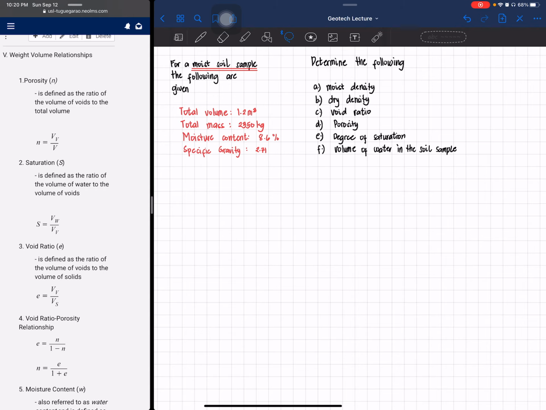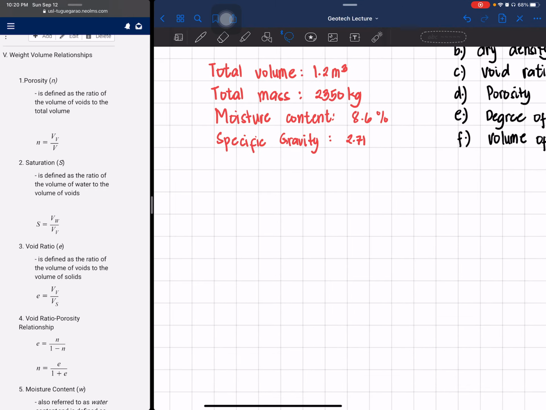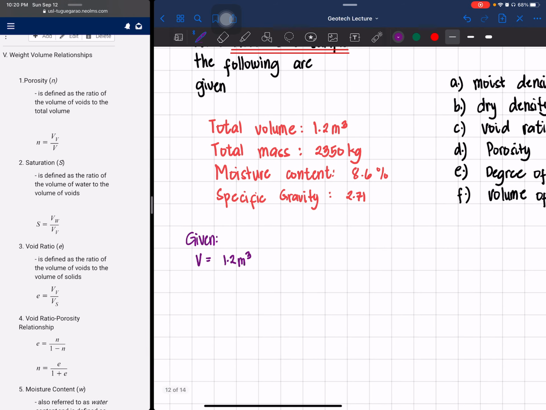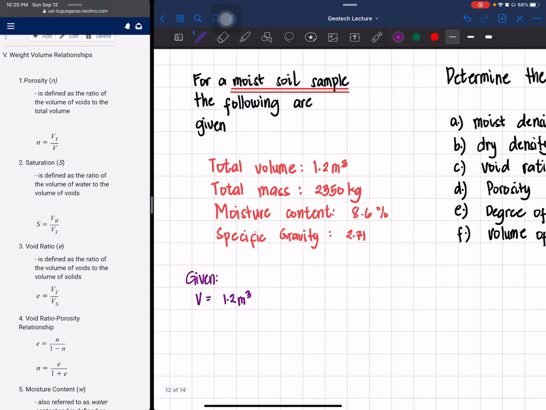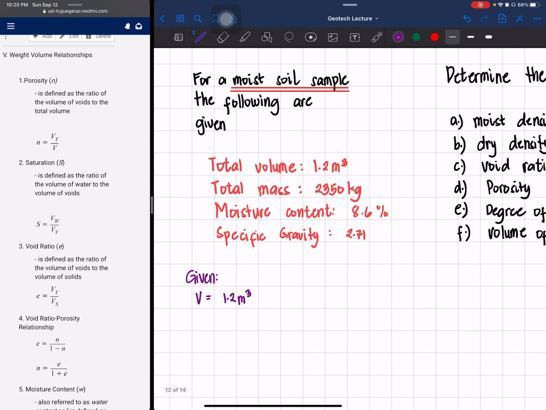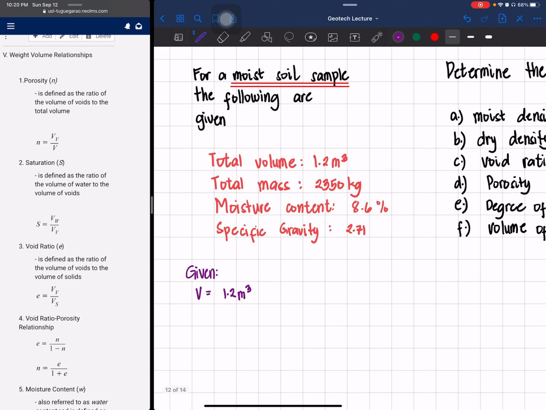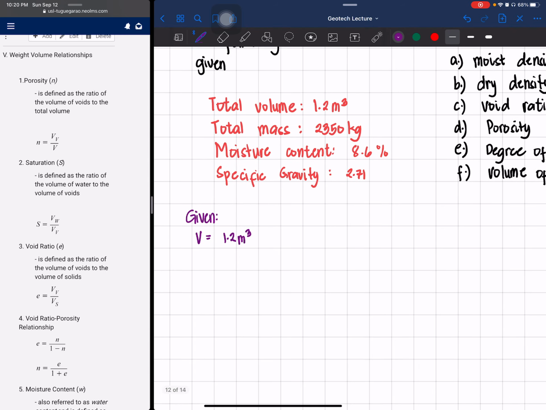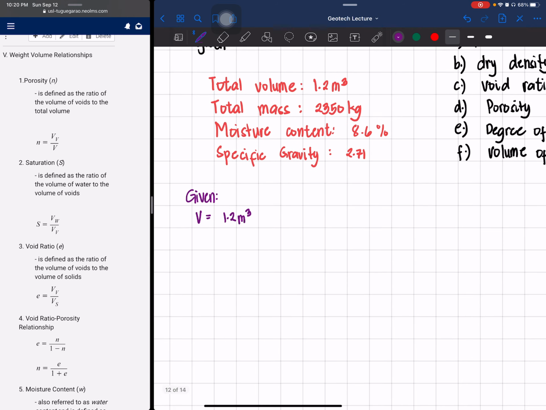Okay. First of all, we are given the, I'll just write it down first so we don't get confused later on. So I have here the given. So the total volume of the sample is 1.2 m cubed. Take note that is for the moist, okay? Because in the initial condition it was stated in the problem that it is a moist soil sample. So that is the total volume of the in situ soil sample. So that volume contains voids, okay?